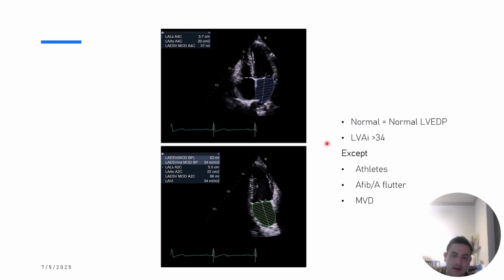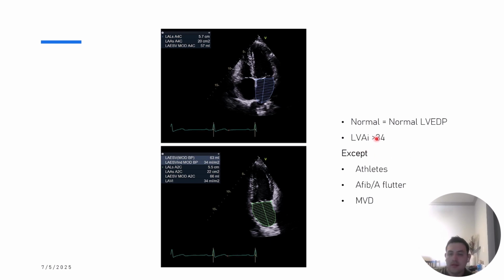The LA volume index more than 34. Why is it indexed? Because you have a person who's 7 foot, or a person who's 5 foot. It's not going to be the same size. But if you index it by the BSA and it's more than 34, that tells you it's bigger for the body size. If this LA volume index is normal, that tells you normal LV-EDP. Why? Because the pressure in the left ventricle is not that high, so the atrium doesn't have to be compliant to that huge amount of blood.